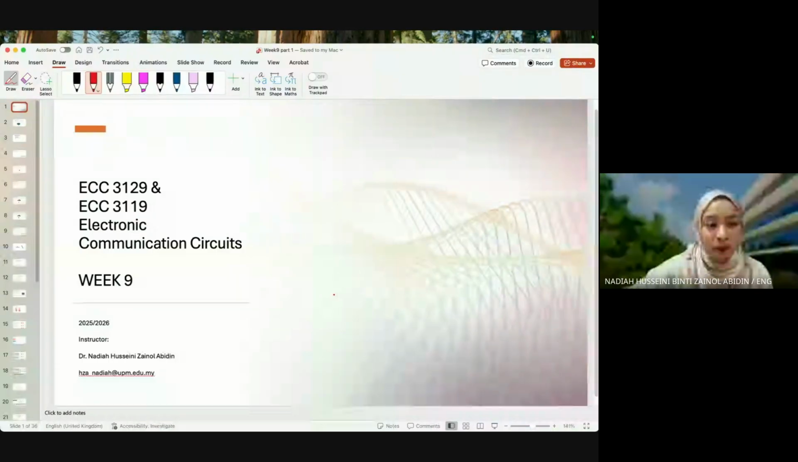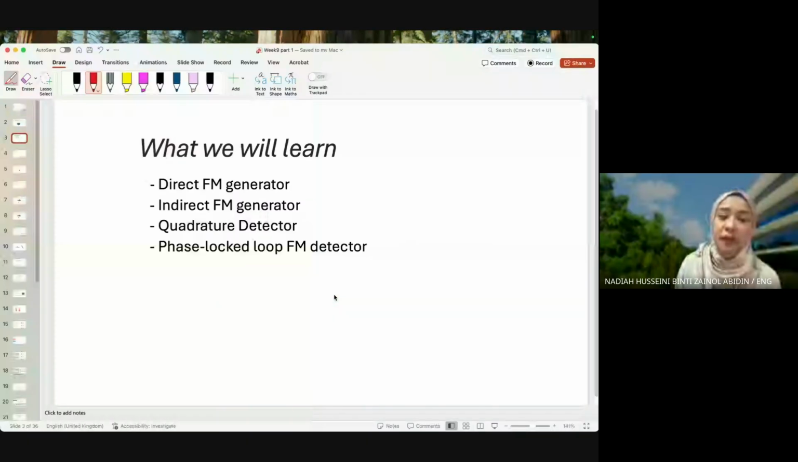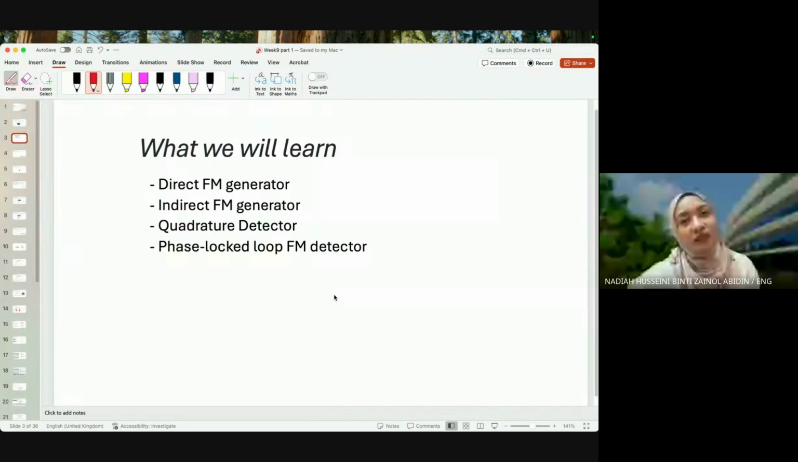Okay, so we are going to do this again, the indirect frequency modulator part, the indirect FM generator. And we will also discuss the quadrature detector concept, and dive a little bit deeper into the phase locked loop FM detector. I know I've talked about it before, but I feel like we weren't really focusing because we were preparing for a test and this was not on the test. I think everyone was like, I don't want to listen to this, so let's just do it again.